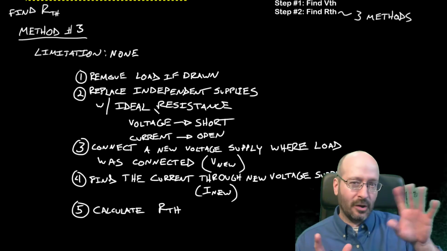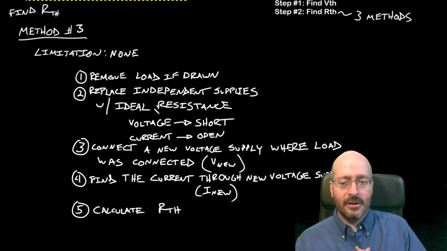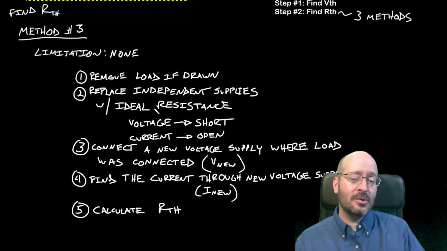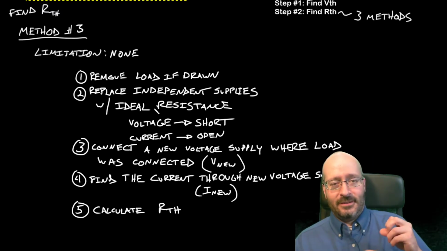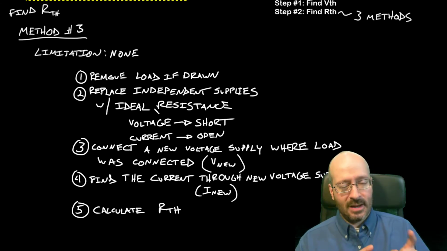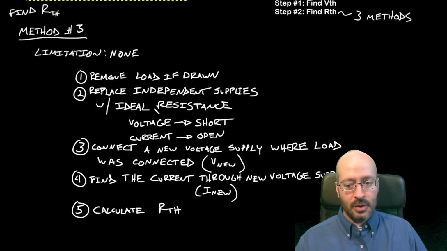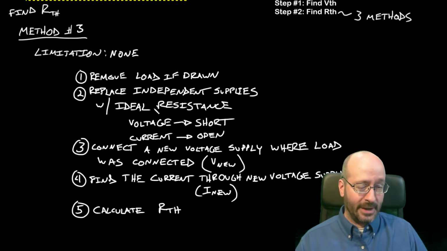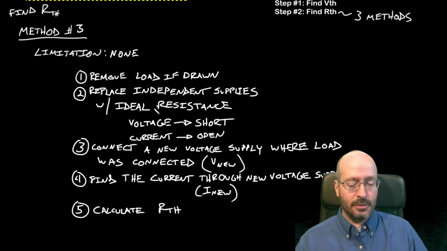Essentially, we have to turn off all the other power being supplied to the circuit. We're going to connect a new voltage supply to where the load was connected. And I'm going to call that V new, V sub new. And then we're going to find the current through that new voltage supply. And I'm going to call that I sub new. And we're going to use those to calculate our Thevenin.